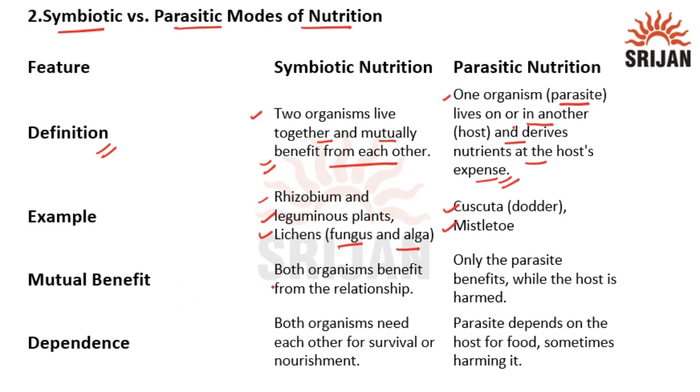Mutual benefit: in symbiotic nutrition, both organisms benefit equally from the relationship, while in parasitic nutrition, only the parasite benefits while the host is harmed. Dependence: in symbiotic nutrition, both organisms need each other for survival or nourishment, while in parasitic nutrition, the parasite depends on the host for food, sometimes harming the host.